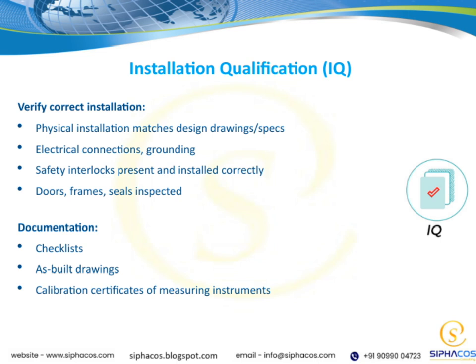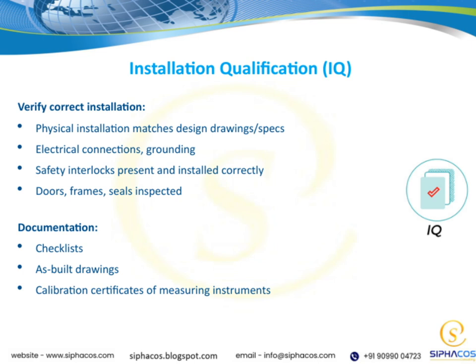Next, we look at electrical connections and grounding. Proper wiring and grounding are vital for safety, equipment performance, and compliance. We also need to confirm that safety interlocks are present and installed correctly. These are essential for protecting operators and maintaining safe operation. We shouldn't forget inspecting doors, frames, and seals, making sure they're properly installed and intact to prevent contamination or leaks.